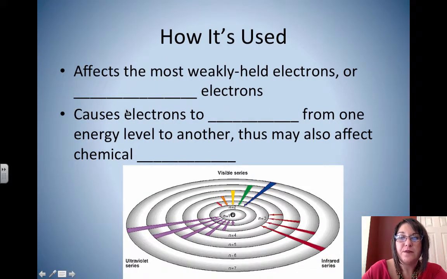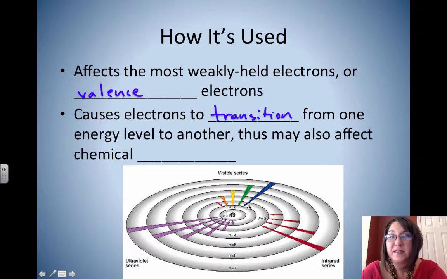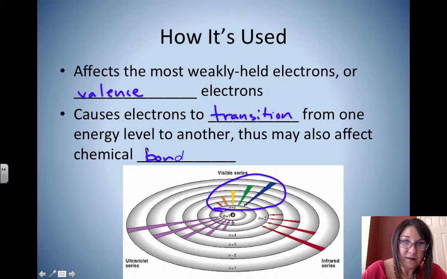So UV-Vis, ultraviolet and visible light wavelengths, affect the most weakly held electrons, typically our valence electrons. And it can cause electrons to transition or to move from one energy level to another, not completely leaving the atom, just moving around in energy levels. And because of this, it may also affect its chemical bonding.